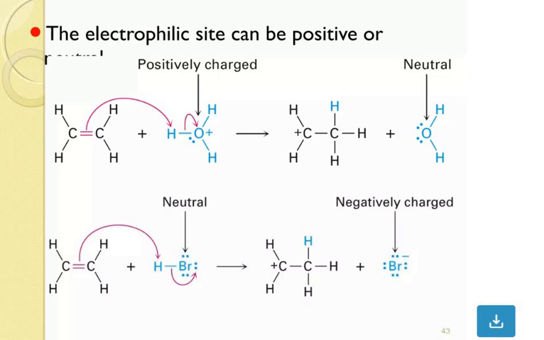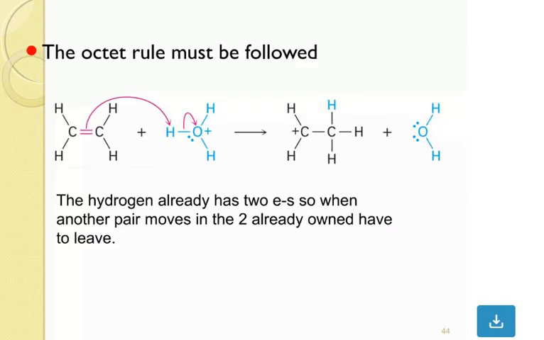So the electrophilic site can be positive or neutral, and the nucleophilic site can be neutral or negative. You can see the positive charge here, neutral, and the negative charge here. The octet rule must be followed. The hydrogen already has two electrons, so when another pair moves in, the two already on it have to leave.